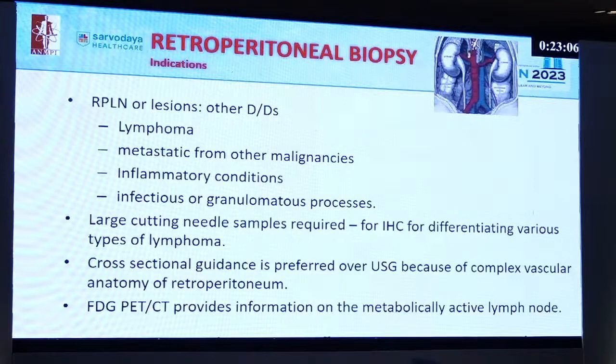So the next target is retroperitoneal biopsies. There are many indications for retroperitoneal biopsy. It could be lymphoma, metastasis from other malignancies, inflammatory conditions, infection, and glomerular pathology.